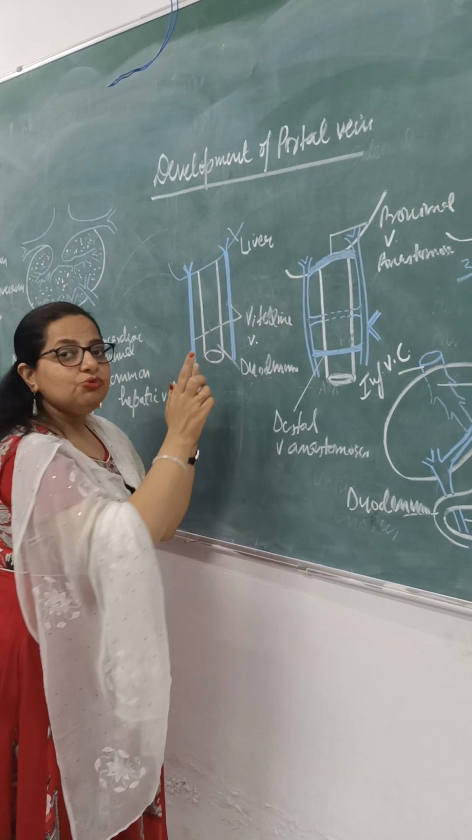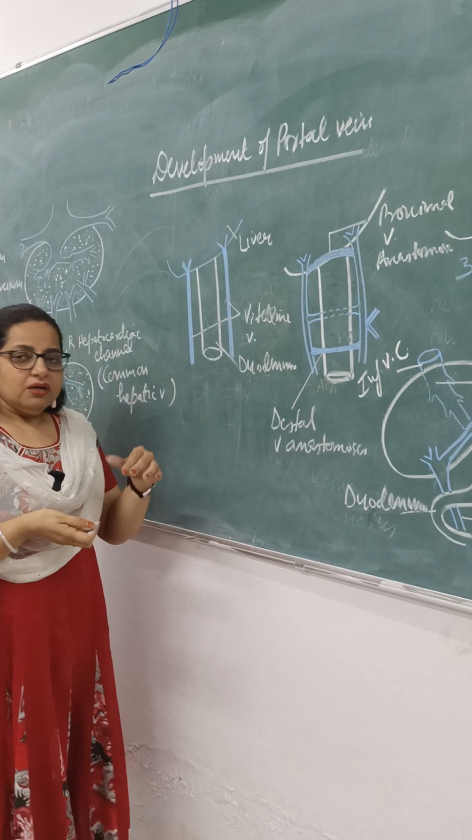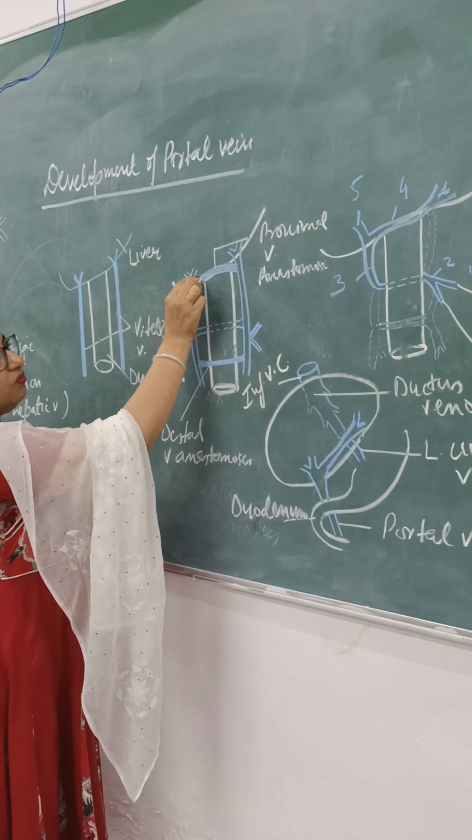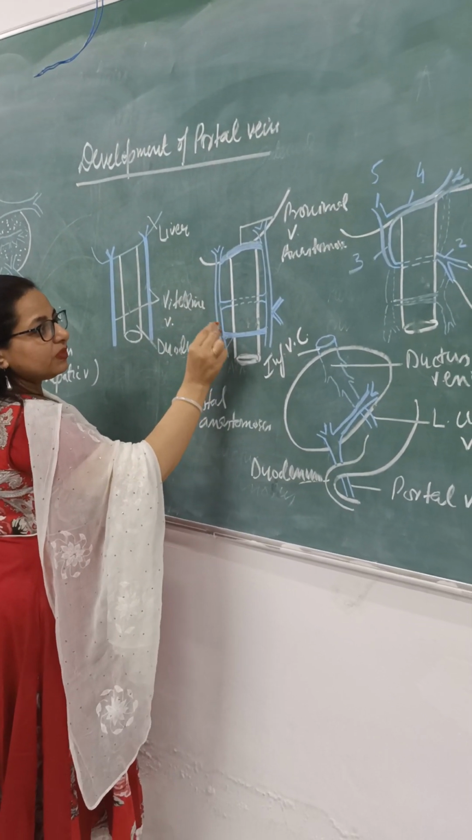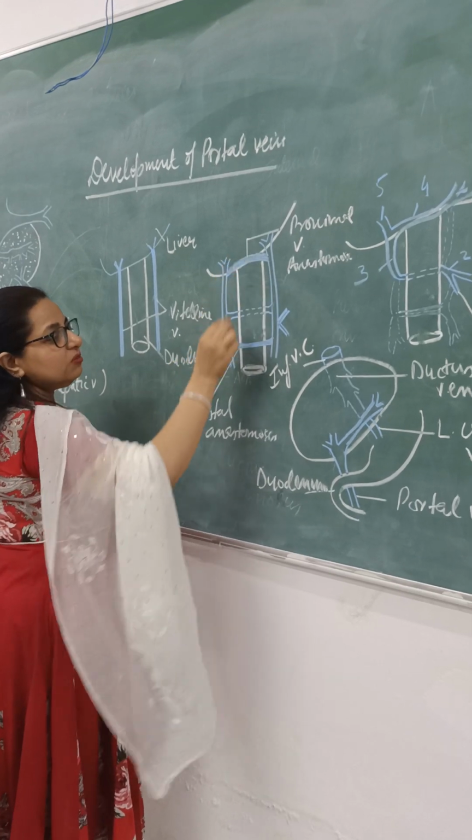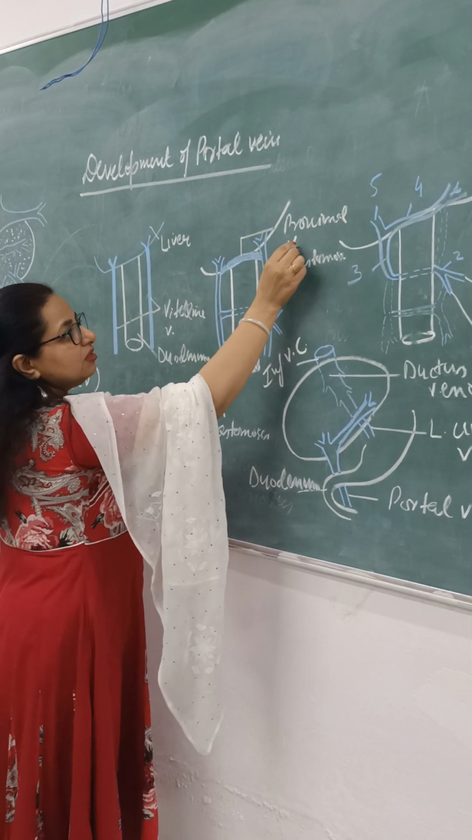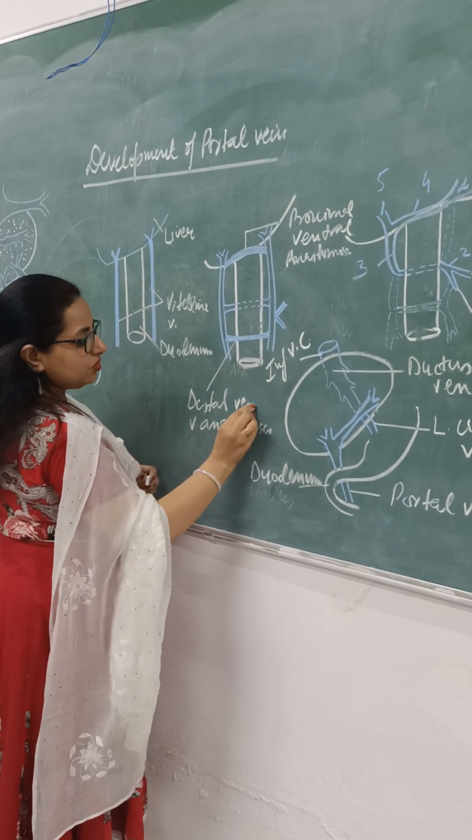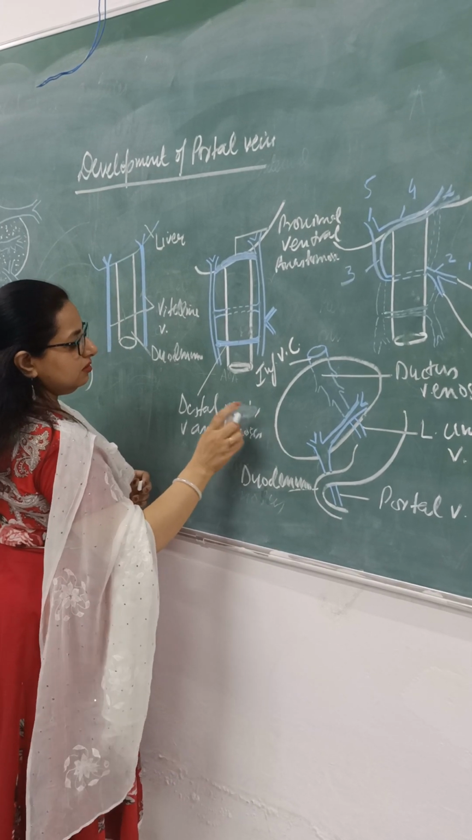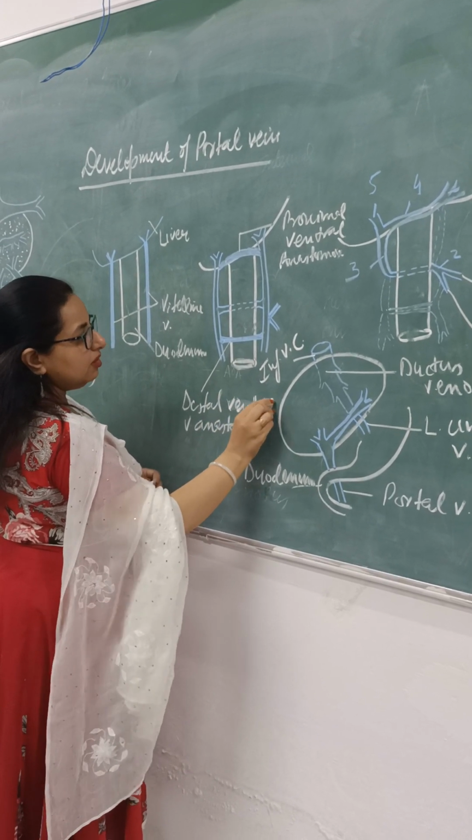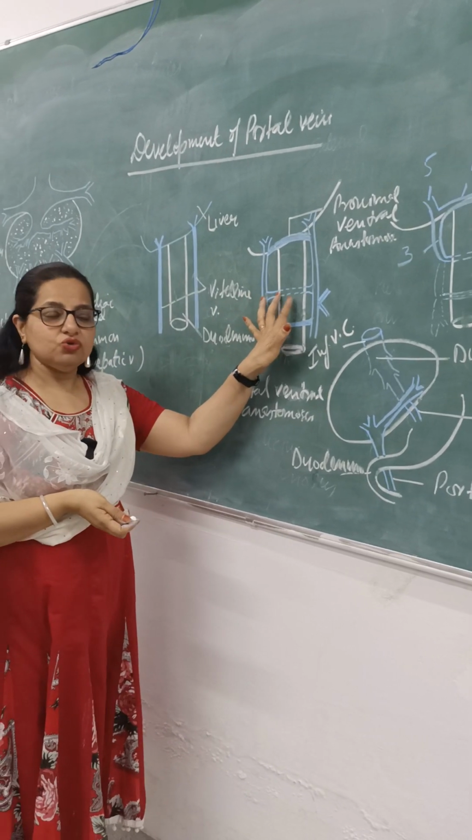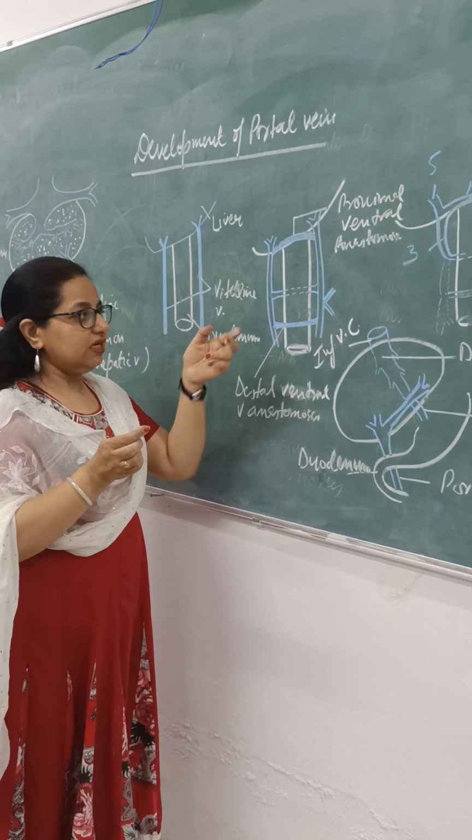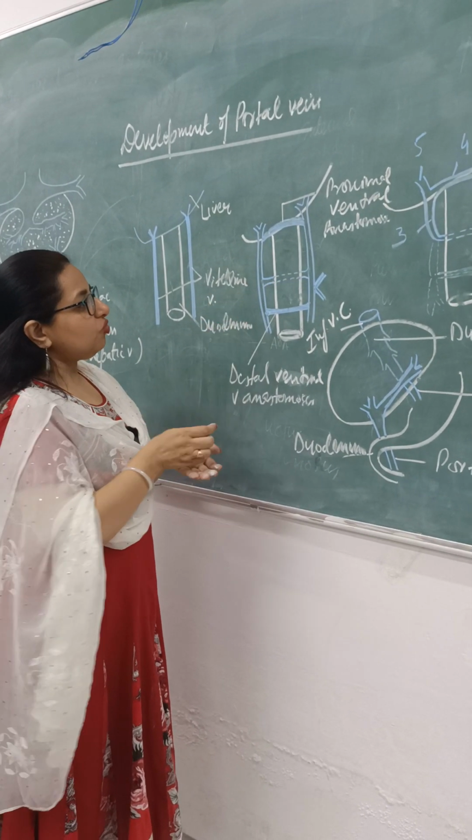So in order to establish communication between the two veins, there has to be some kind of anastomosis. Now three anastomoses develop. One is proximal, one is distal, and another one in the middle. The proximal and distal are the ventral anastomoses, whereas the middle one is the dorsal anastomosis. I have shown it in dotted line because it is dorsal, so it is not seen completely.